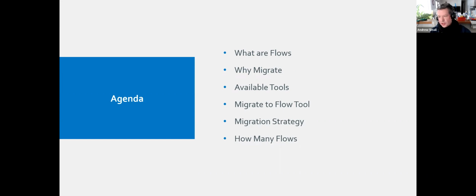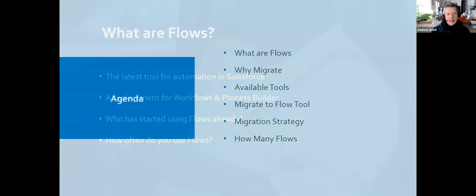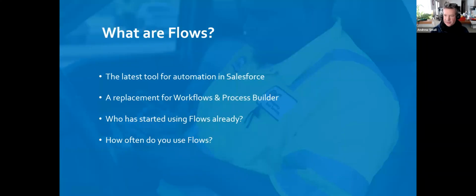Anyway, we're going to go through what are flows. It's pretty obvious to most people, but we've got a different range of experience within the group. Why migrate? The tools that are available to you, in particular the Migrate to Flow tool. Then we're going to talk about migration strategy, and the question I am constantly battling against: how many flows should you have? I haven't come to a resolution on that question. Maybe people can provide their input on that particular area. But first of all, we'll go through what are flows.